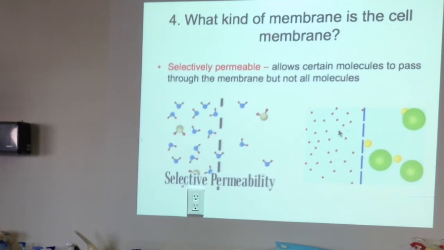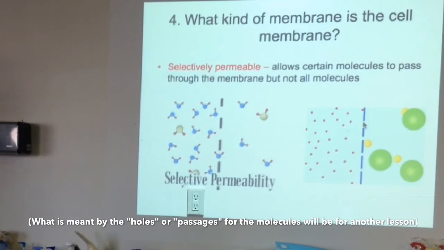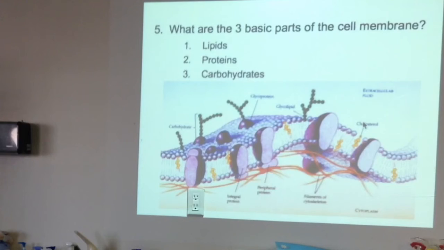Okay, so we get this analogy, but what is creating this hole? What do we mean by having these little pores or holes? Before we talk about that, let's look at what the cell membrane is made of. The cell membrane is made of largely lipids. It's got lots of proteins, and it also has carbohydrates.